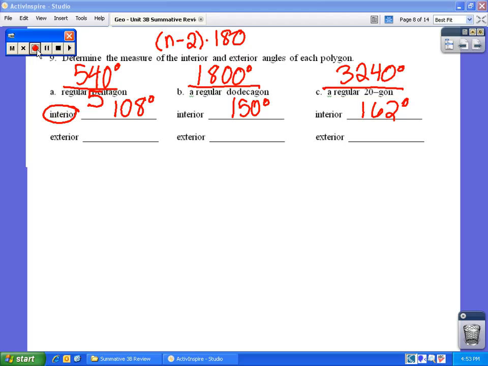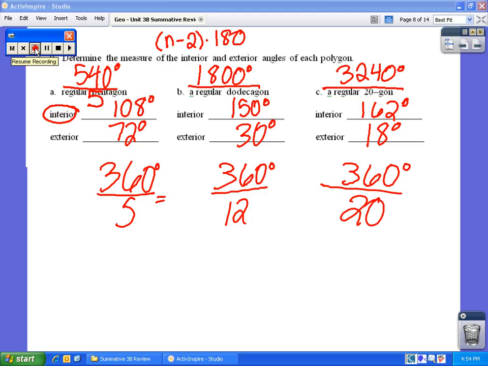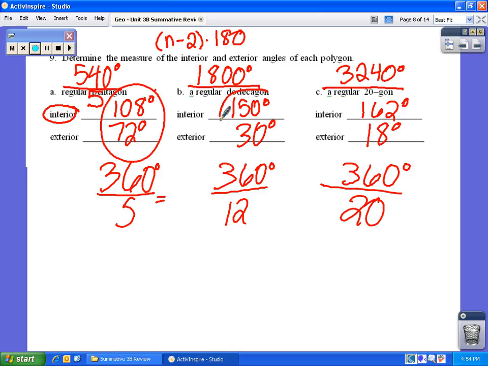For the exterior angles, remember that the exterior angles add up to 360 degrees no matter what the polygon is. So to find the measure of one exterior angle, you can divide 360 by the number of angles. Notice also that the interior and exterior angles are supplementary. So another way to find them is to simply subtract the interior angle from 180 and you'll get the exterior angle.